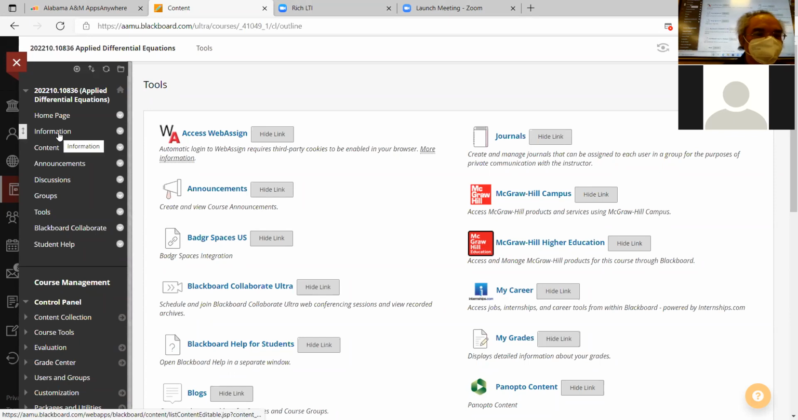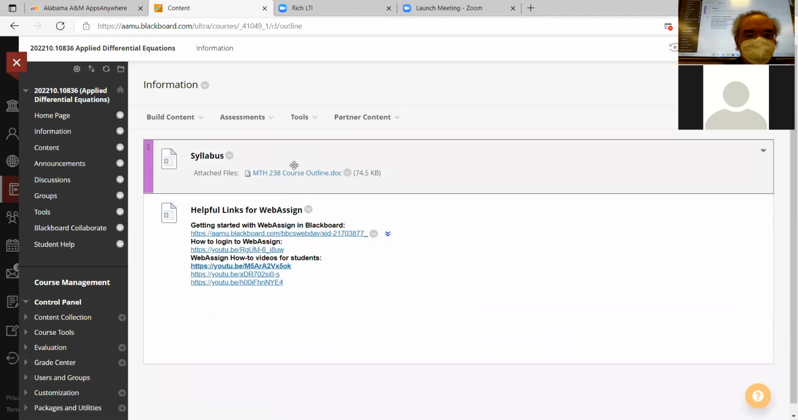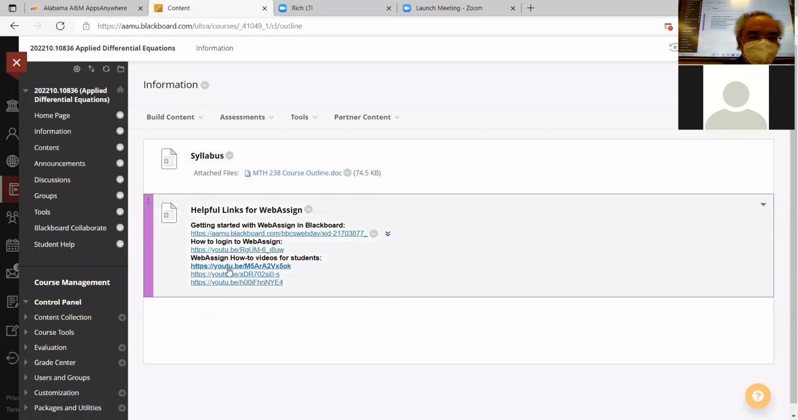And I usually put some information in these folders in Blackboard. Information like the syllabus. We already discussed that, I think, last time or in the first class. And then there are some helpful links for WebAssign in case you have any issues on how to buy the access code, how to log in to WebAssign, as I already showed you. And there are some specific instructions on how to use WebAssign, for those typing issues. You don't know how to type formulas, answers.